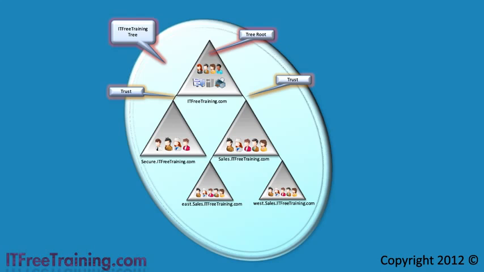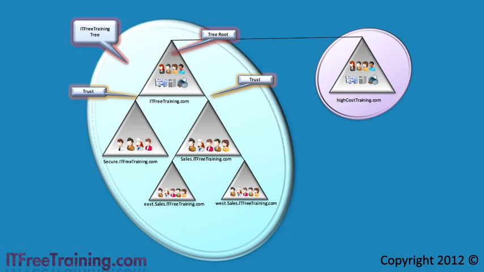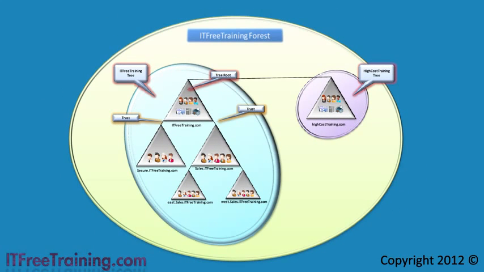The next question is, what would happen when you add another domain that has a different namespace to the other domains? For example, if I added the domain highcosttraining.com. When this happens, the new domain, High Cost Training, will be part of a new tree. I now have two trees, the IT Free Training tree and the High Cost Training tree. So far, I have looked at the root domain and child domains in a tree, but there is one structure that links all these together called a forest.